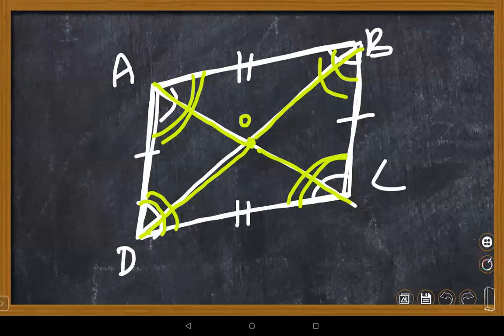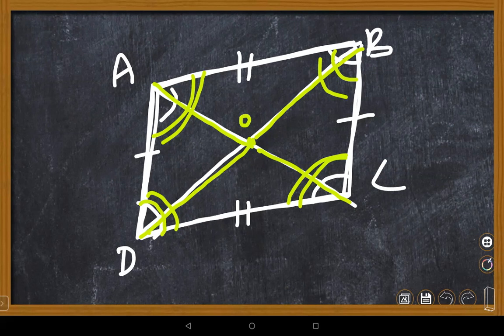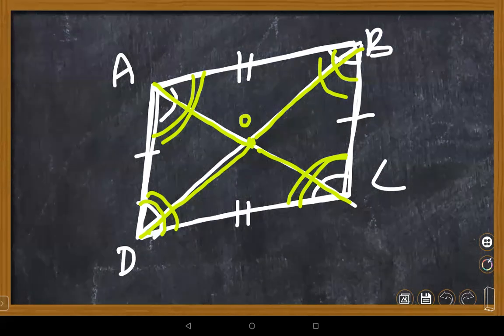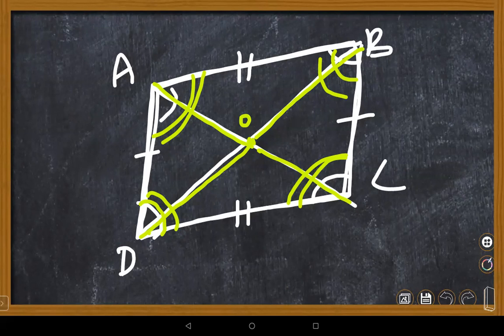Ma'am, the adjacent angles are supplementary. They bisect each other at 90 degrees. Okay. Ma'am, no, opposite, no 90. No, ma'am, it's not.